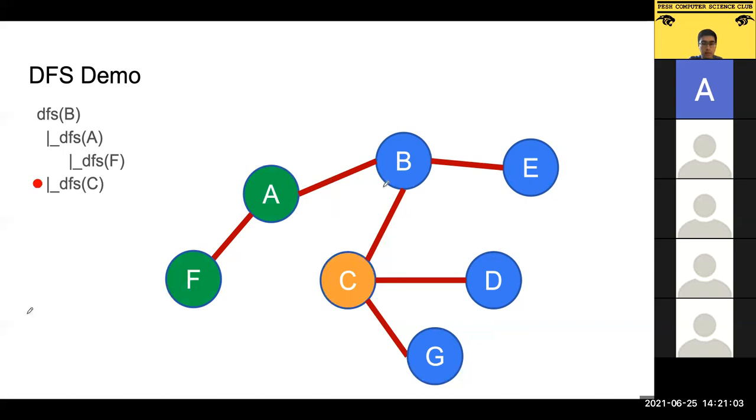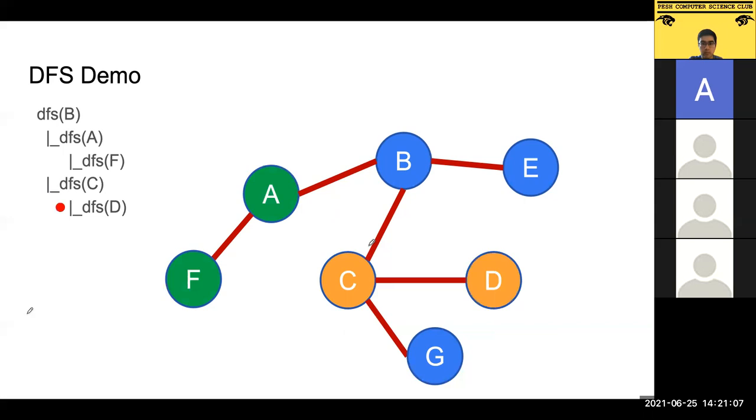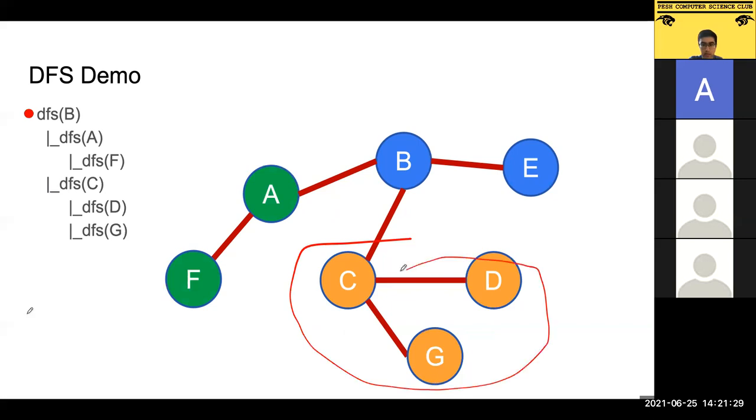So now from B, we go to C, which is its next neighbor. From C, we go to D. From D, there's nothing else to go to, so we go back to C. From C, we go to G. Once again, there's nothing to go to from G, so we go back up to C. There's nothing else to go to from C. This should be orange, by the way. I forgot to color it. So from C, we go back up to B, and now we visited this branch completely.